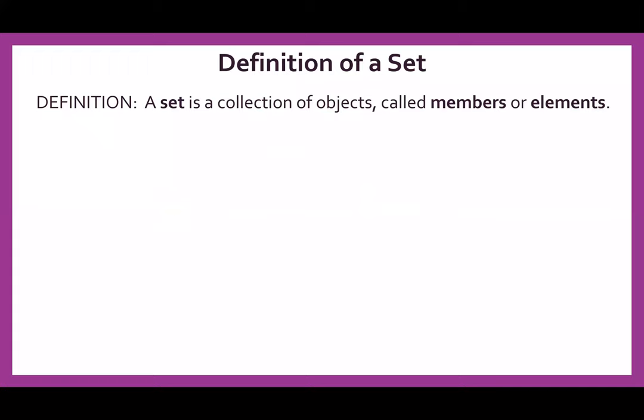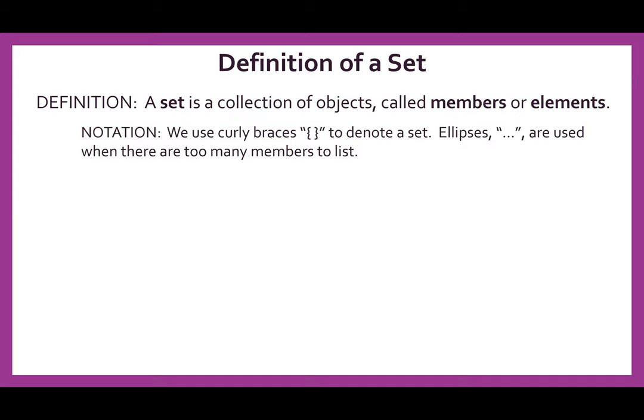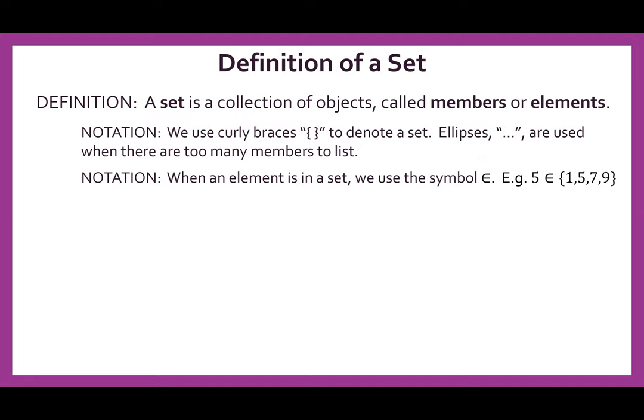So the definition of a set is just a collection of objects. We call those members or elements. The notation we use for sets is the curly braces. We'll surround our elements or members, separated by commas, with the curly braces. If we use the ellipses, it just indicates that the set is too long to list all of them out individually. Also, when an element or member is in a set, we'll use the symbol that looks like that, ∈. It just shows that, for this example, 5 is in the set {1, 5, 7, 9}. So again, that little ∈ just means that the character before it is in the set listed after it.